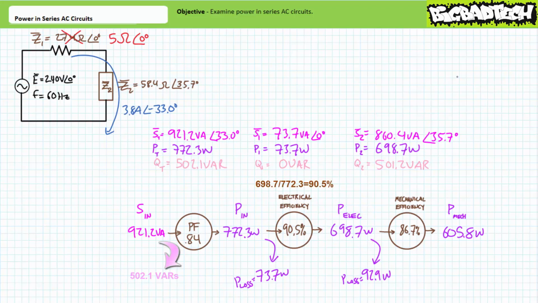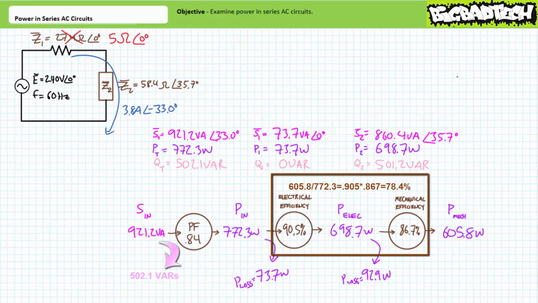Therefore, this upgraded system has an electrical efficiency of approximately 90.5%. This being said, mechanical efficiency is still 86.7%, and we would expect to lose approximately 92.9 watts due to mechanical inefficiencies. In the end, this upgraded system yields 605.8 watts of usable mechanical power. In totality, this upgraded system would now be approximately 78.4% efficient.